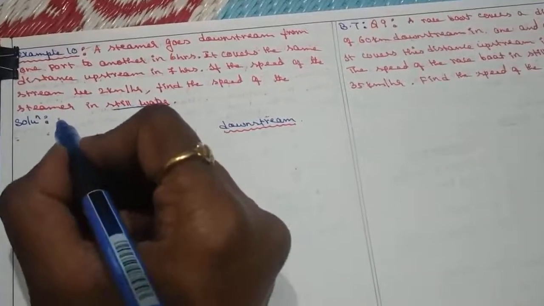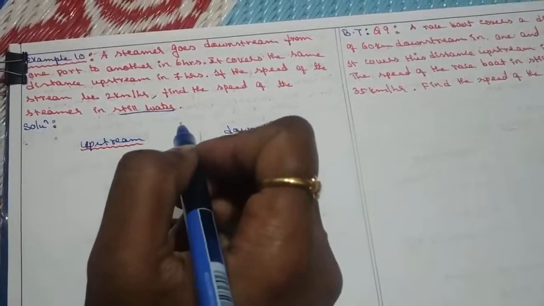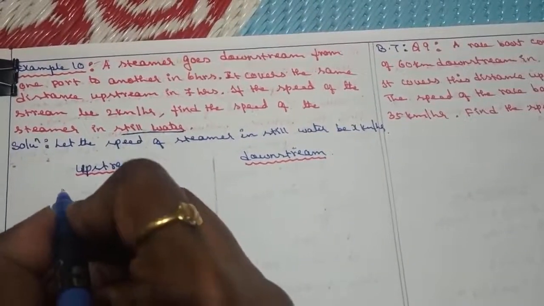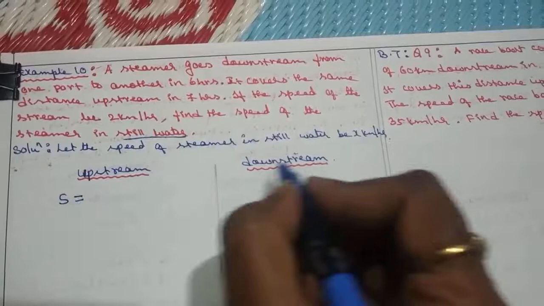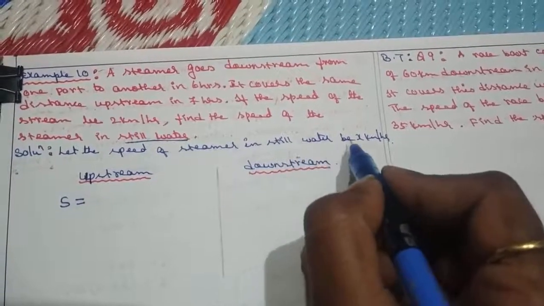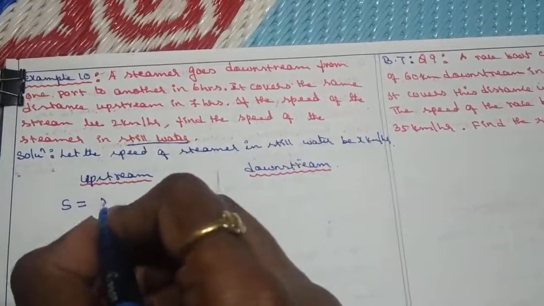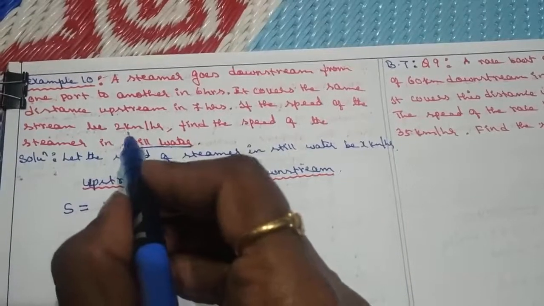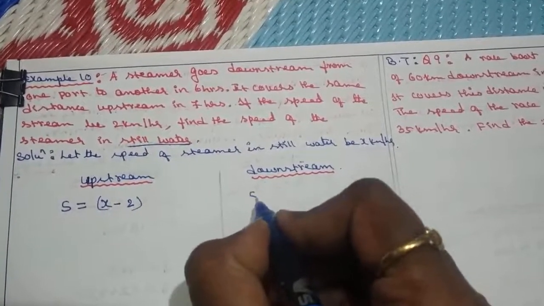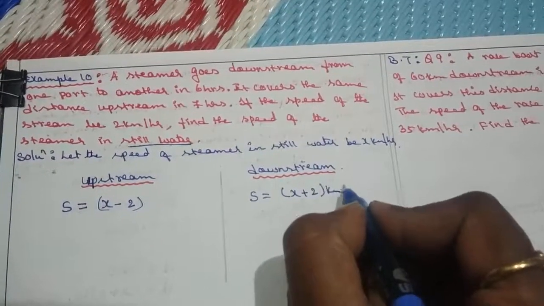So let us assume, let the speed of steamer in still water be x km per hour. Then in the upstream we know that we need to subtract the speeds. The steamer in still water will always be greater than any other speed. Therefore x minus 2 in the upstream, as the stream speed is 2, whereas in the downstream it becomes x plus 2 km per hour.